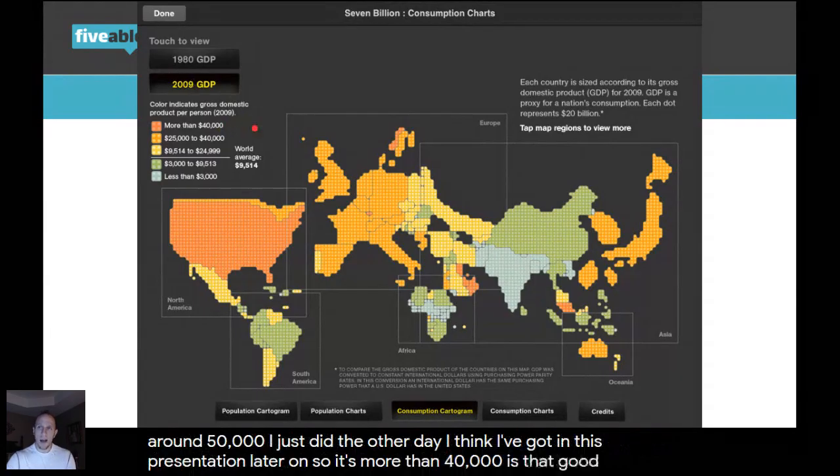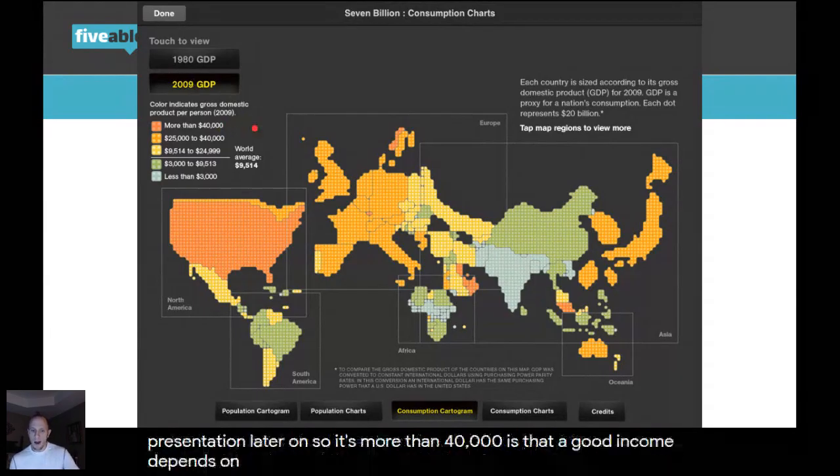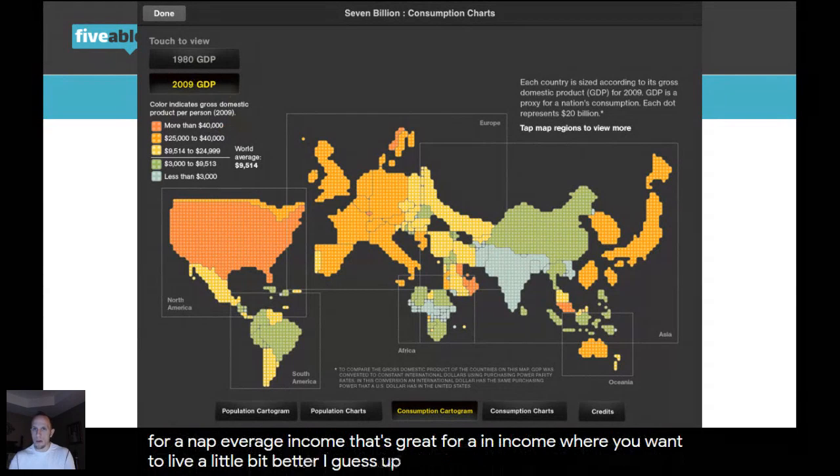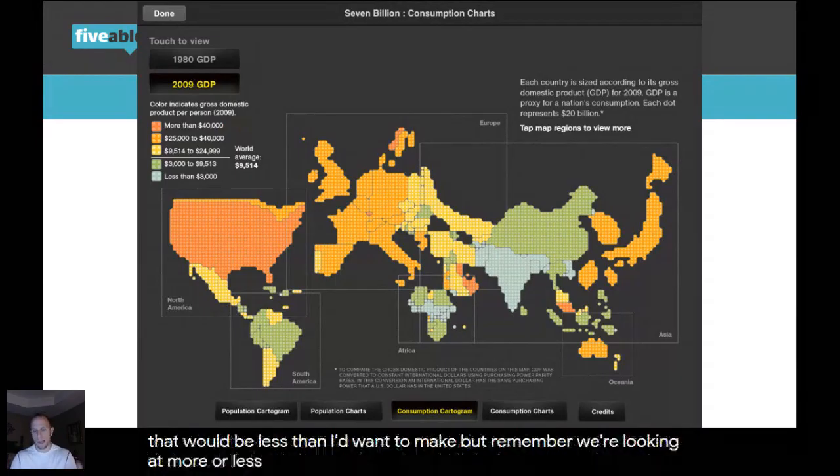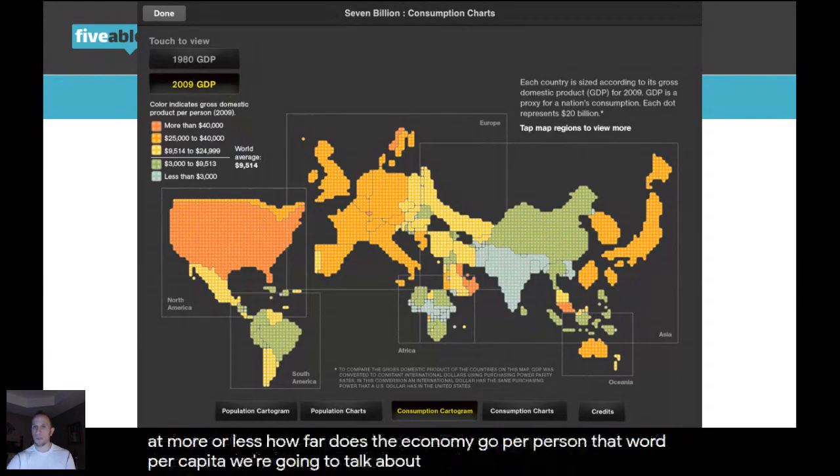Is that a good income? Depends on what kind of lifestyle. For an average income, that's great. For an income where you want to live a little bit better, I guess upper middle class, I don't know, that would be less than I'd want to make. But remember, we're looking at more or less how far the economy goes per person. That word, per capita, we're going to talk about.